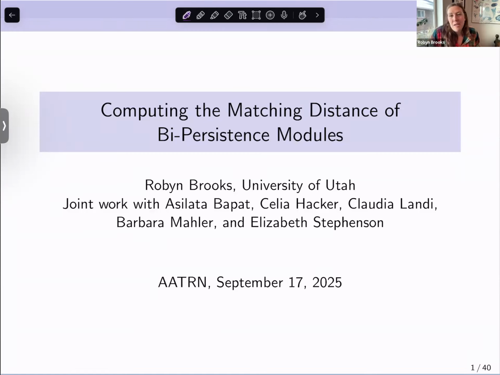But yeah, so today I'm going to be talking about computing the matching distance for bi-persistence modules. This is joint work with a group of awesome mathematicians that I met at a Women in Computational Topology workshop in Australia: Asilata Bapat, Celia Hacker, Claudia Landi, Barbara Mahler, and Elizabeth Stephenson.